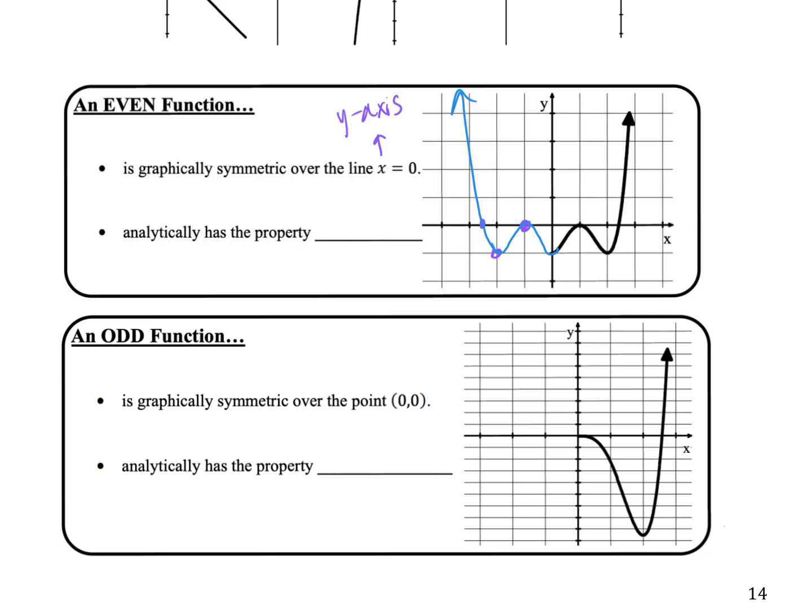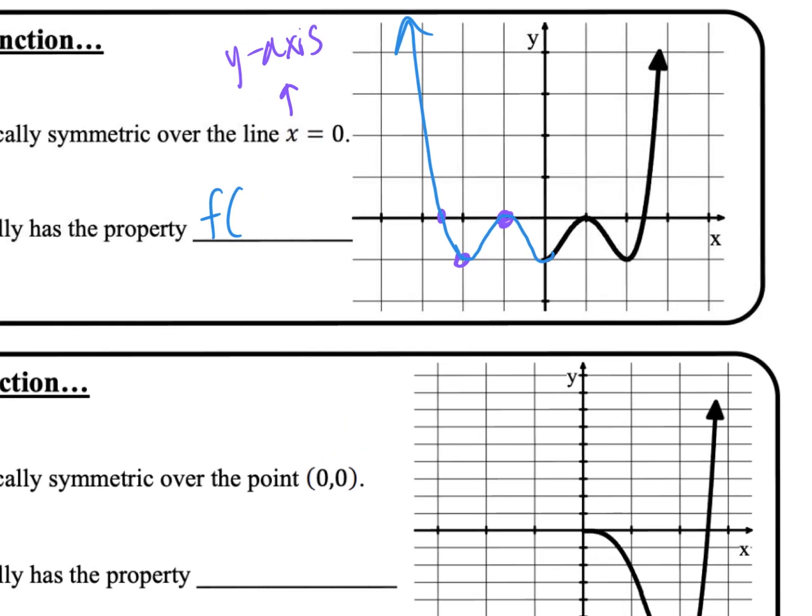And I do want to show you this fancy notation. I'm not going to test you on it. I just want you to be exposed to it. It's saying that if you plug, I'm sorry, let me do this. Do you agree this point was 2, -1? And its corresponding point is -2, -1, right?